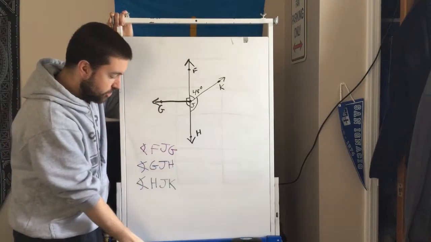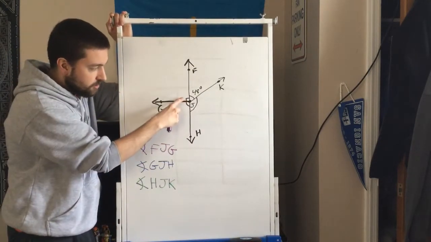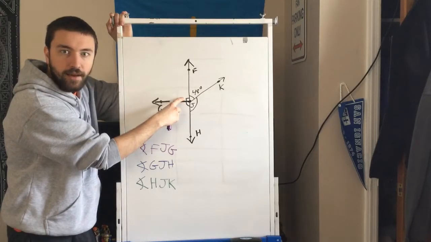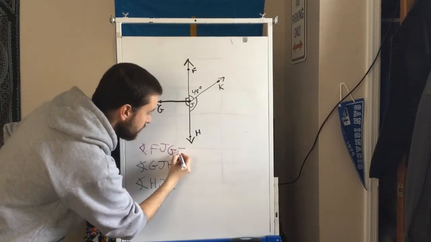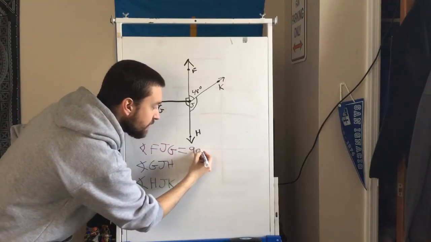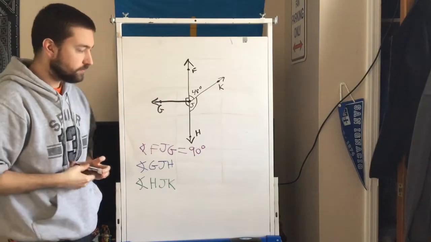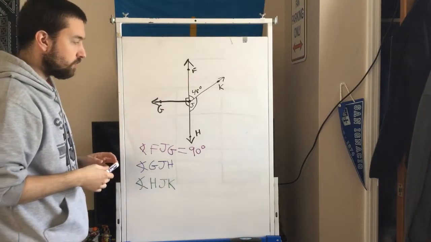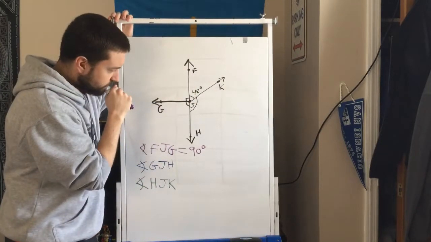Now, FJG is a pretty nice one. We've got a little square here, which means that angle FJG is 90 degrees. Well, that wasn't too bad. Now, let's start moving around here and see if we can figure out the other ones.